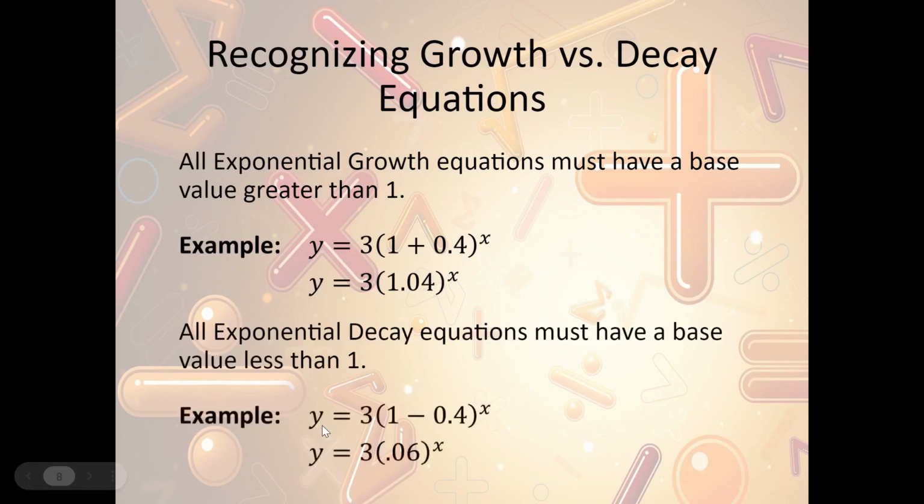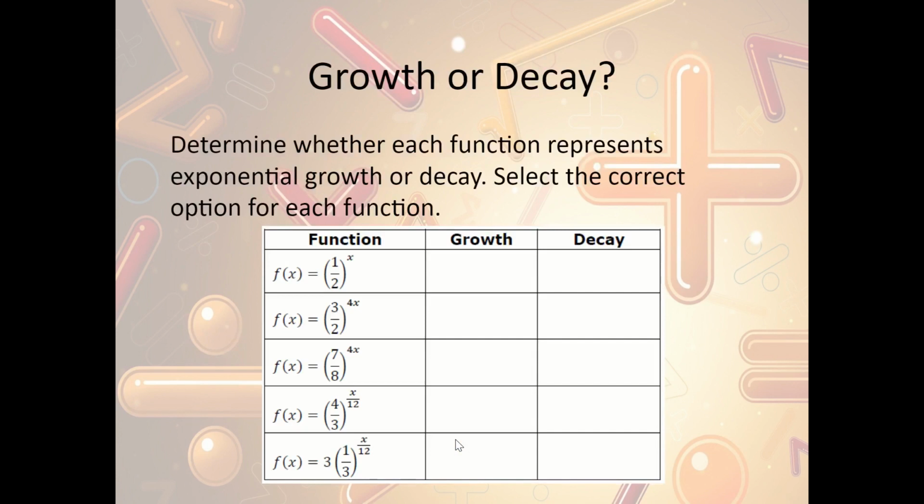Decay always is less than 1 inside the parentheses. So we have something like this, y equals 3 times 1 minus 0.4 to the x. Or they might have already done it for us and had y equals 3 times 0.06 to the x, which both of these we can tell, when we simplify them, are going to be less than 1. So that's decay.